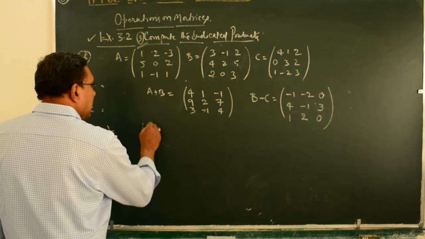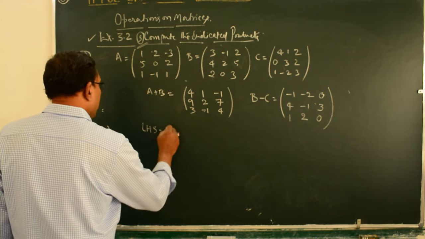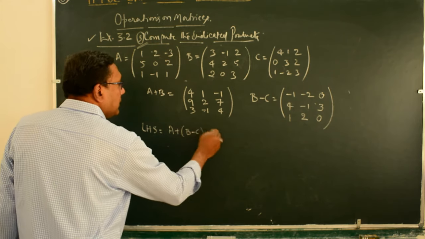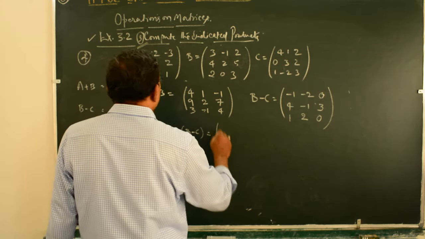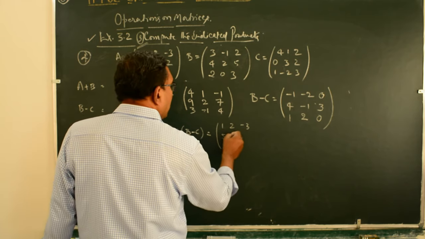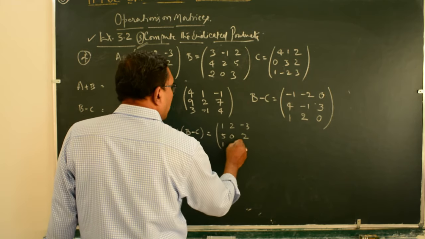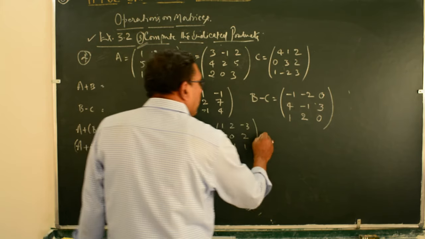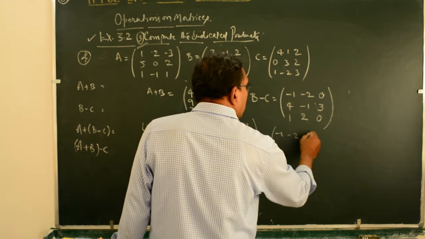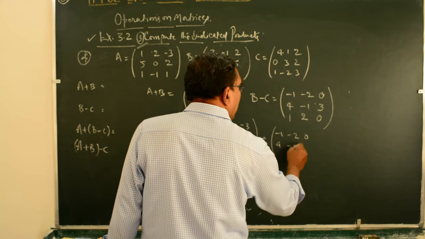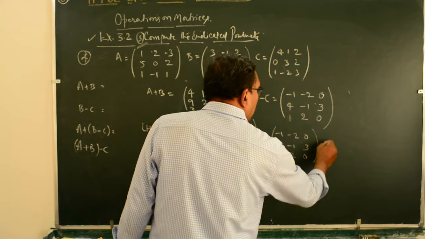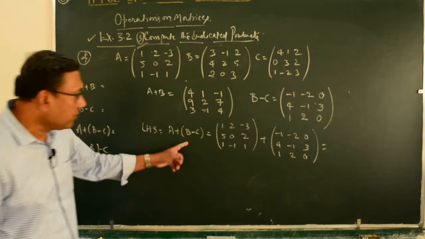LHS, the left hand side, is equal to A plus B minus C, which is A we know what it is, [1, 2, -3; 5, 0, 2; 1, -1, 1] plus B minus C is [-1, -2, 0; 4, -1, 3; 1, 2, 0]. Let us see the resultant of this matrix.